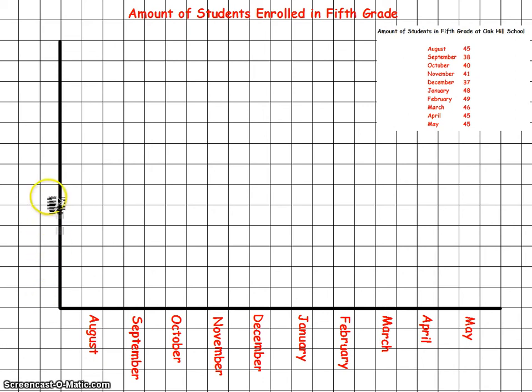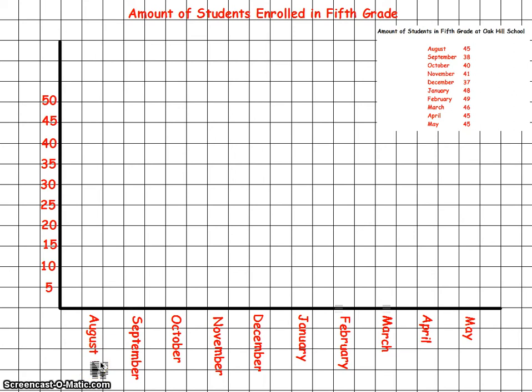If I want to count by 10s, well, 10, 20, 30, 40, 50, I'm really only going to be using the numbers between the 30s and the 50s. So that really wouldn't be an effective use of my grid. So I think what I'm going to do is count by 5s, and that will be the best use of my scale, or best use of the grid that I have for my graph.